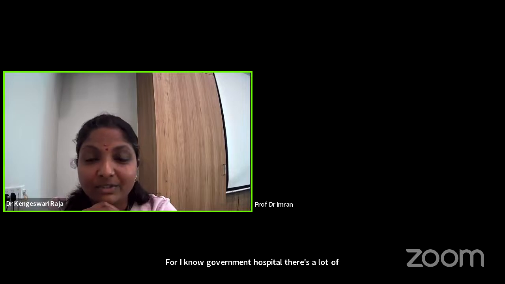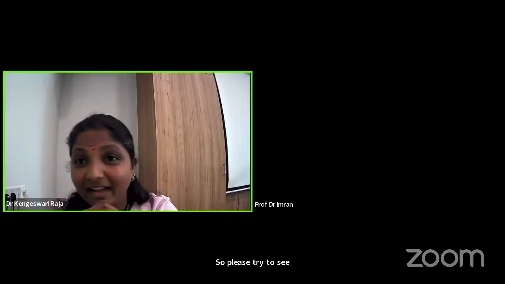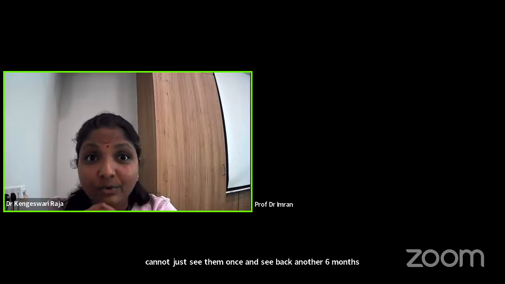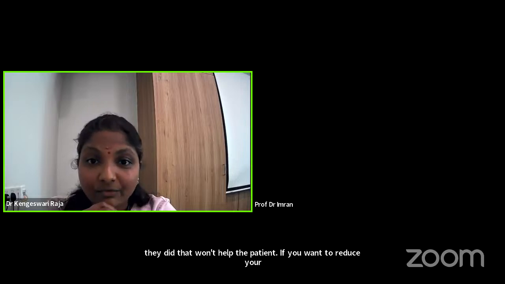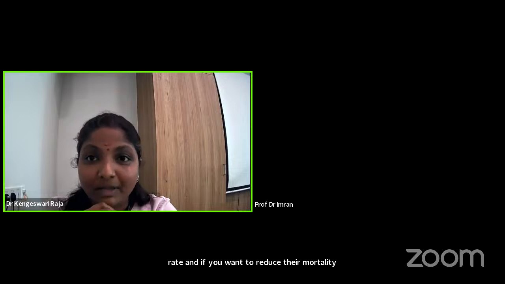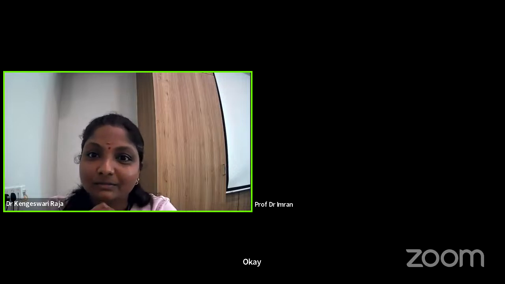So please try to see heart failure patients as a whole. You cannot just see them once and see them again 6 months later. That won't help the patient. If you want to reduce their readmission rate and if you want to reduce their mortality, you have to see them early to optimize. And please remember this figure: 6 weeks if possible, if not by 10 weeks, try to optimize all the GDMT. Thank you.